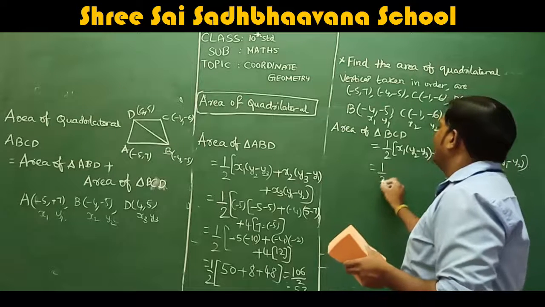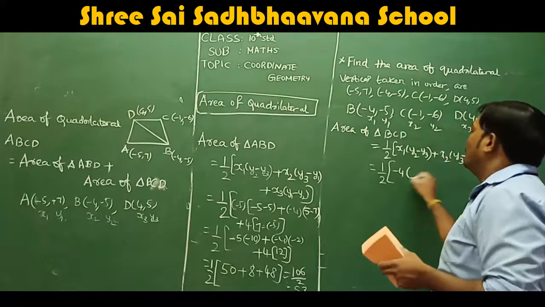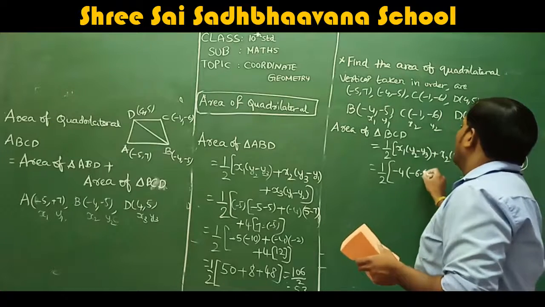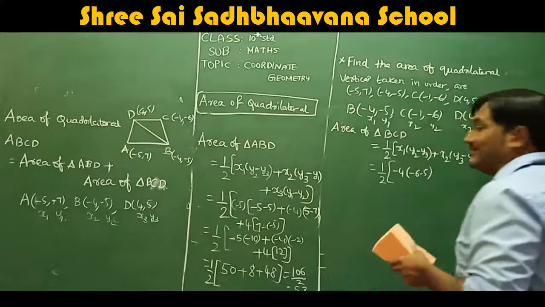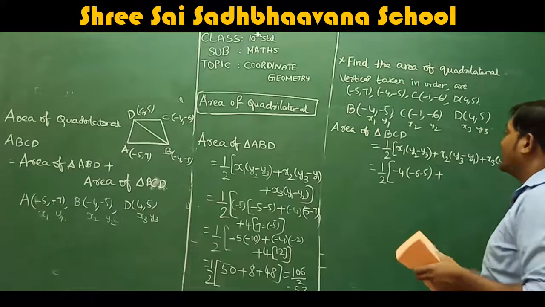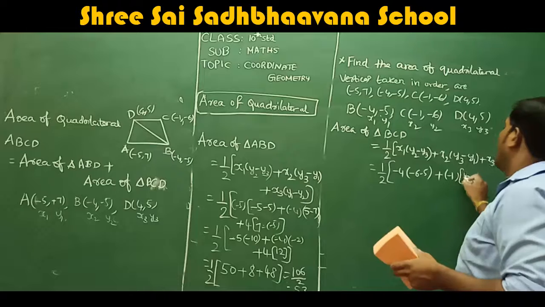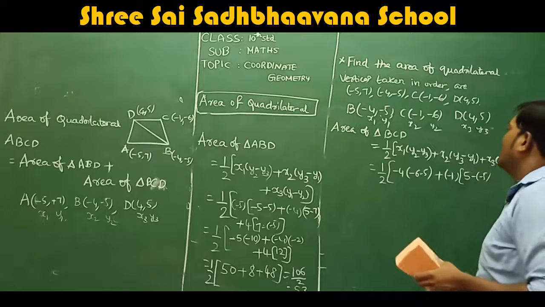Okay, so half into, what is the x1 here? Minus 4. What is y2 minus y3? Minus 6 minus 5. Okay, minus 6, minus 5. Next, x2 into y3 minus y1. So 5 minus of minus 4.